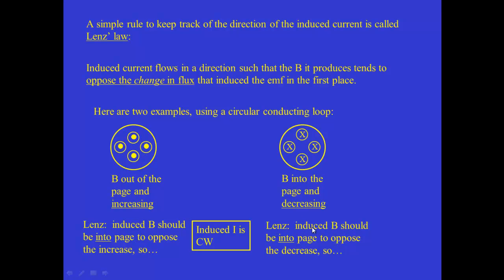So Lenz's law says, just to summarize, the induced B should be into the page to oppose the decrease, and the only way you can have an induced B into the page is if there's an induced current in a clockwise direction around the conducting loop. So we end up with the same answer, but it arises from two completely different situations.